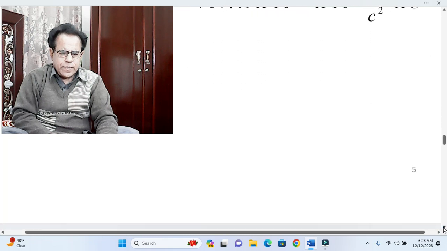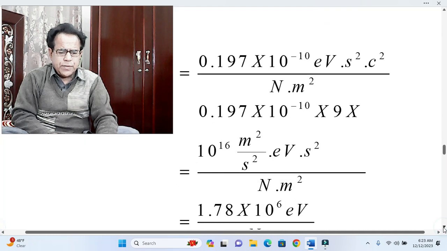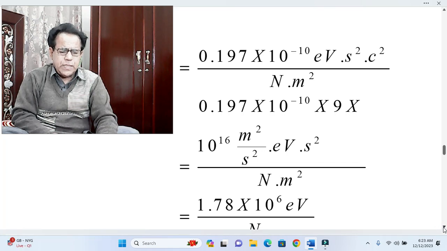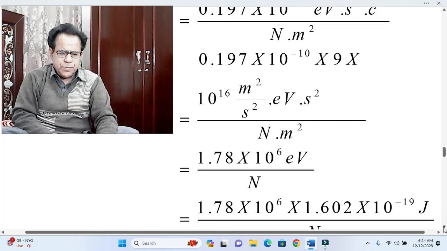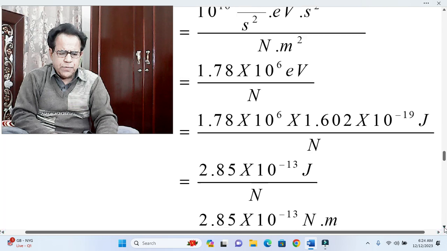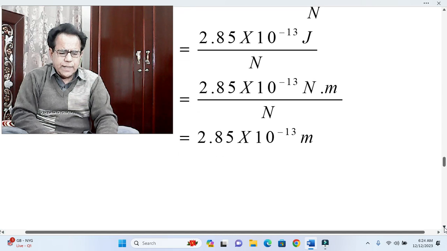Dear students, we move forward. We do not discuss the simplification process, because if discussed, it will take too much time, and we cannot afford so much time for such a minute purpose. The simplification is going on, and hence our answer becomes 2.85 into 10 raised to the power minus 13 meter.